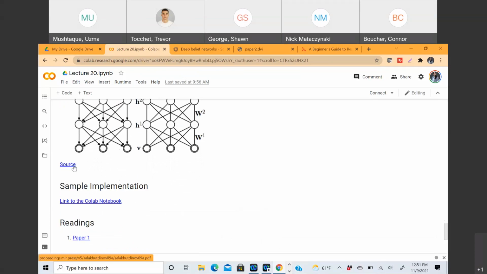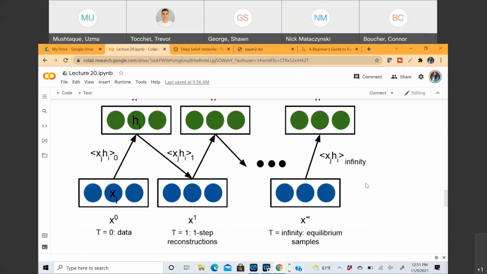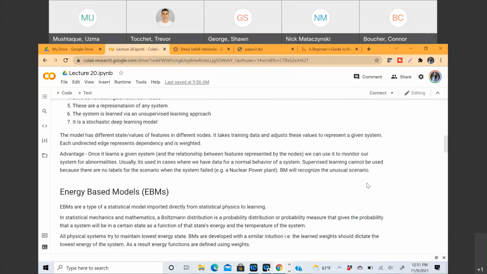Again, there is a source here. You can go and check that paper. But yeah, that's all about Boltzmann machines that I wanted to talk about today.